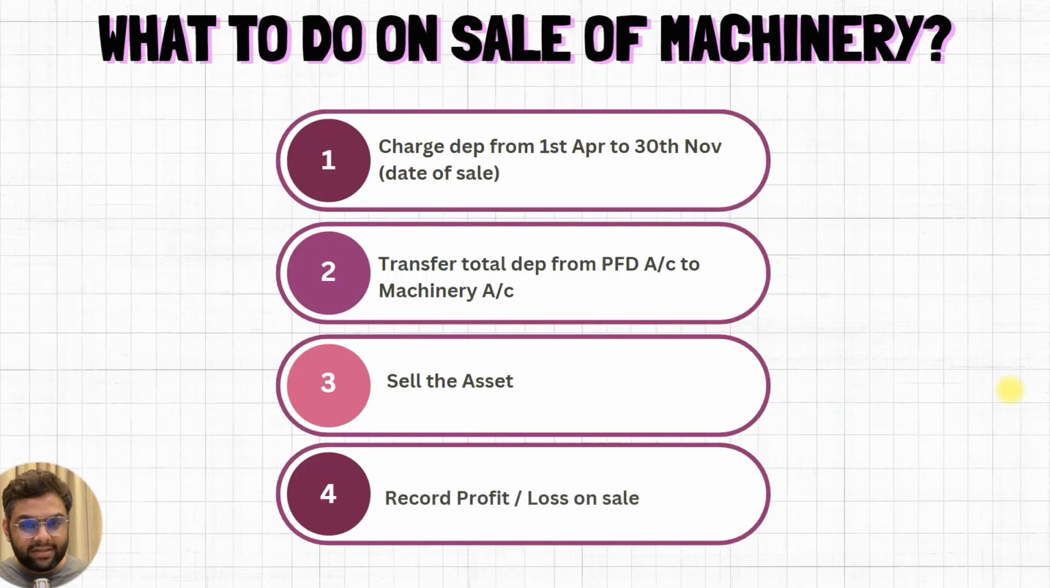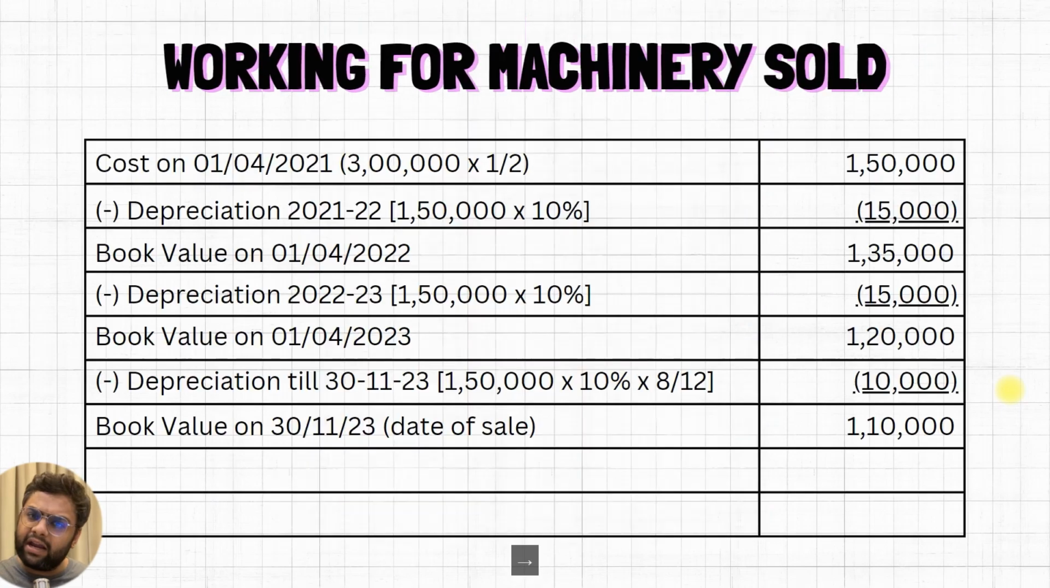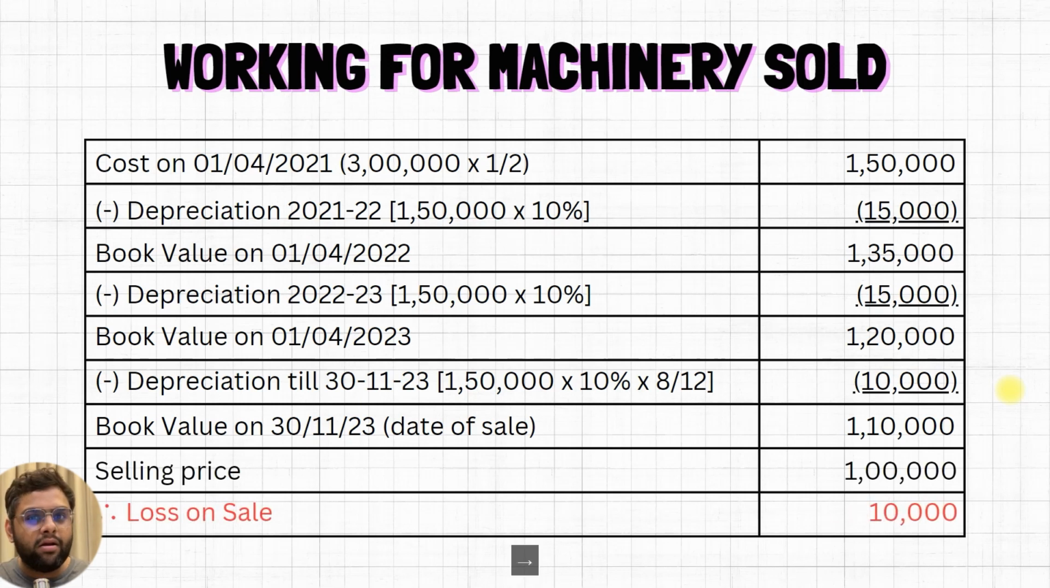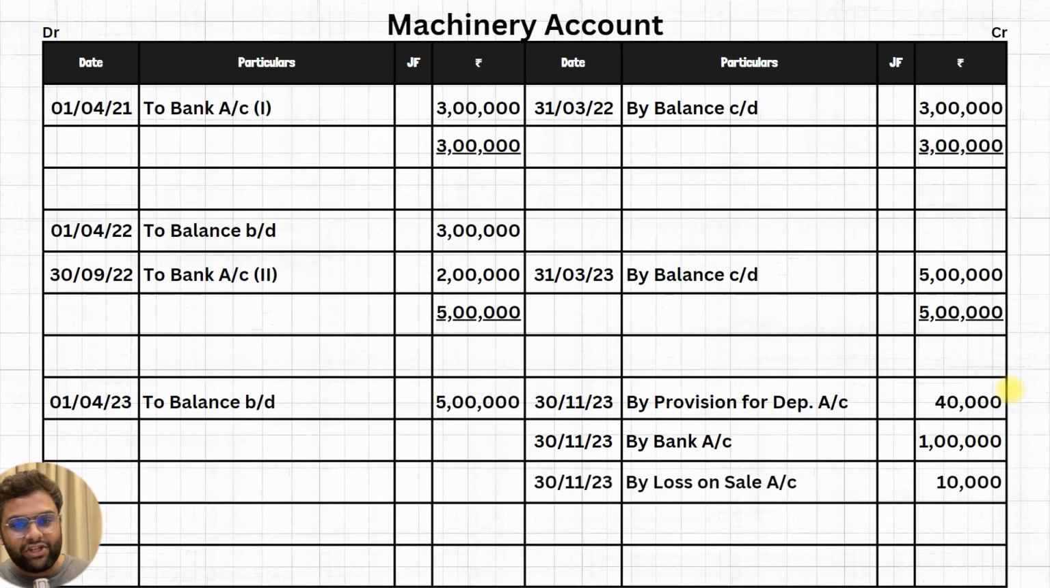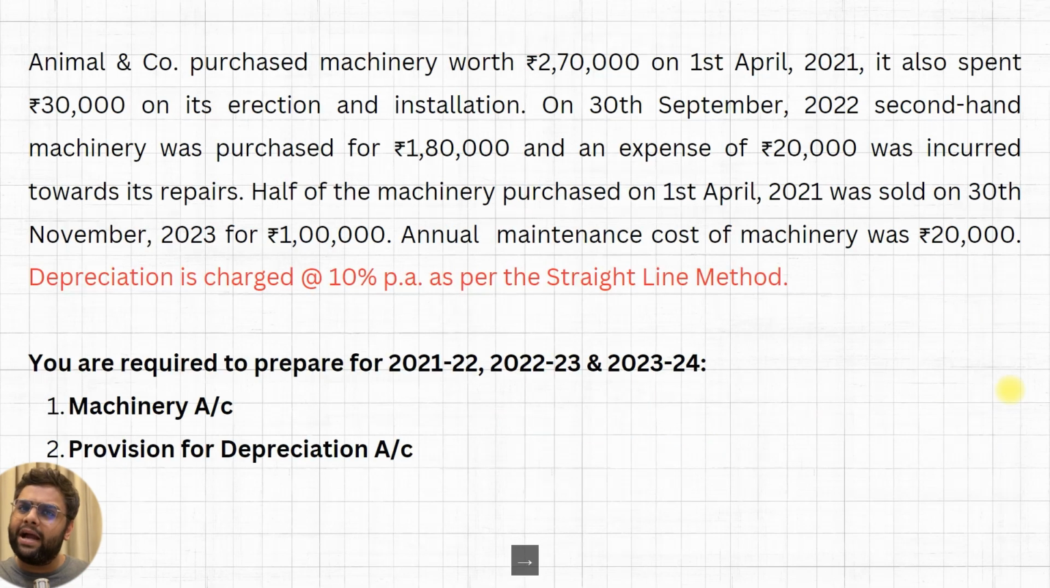And lastly, step number 4, record profit or loss on sale. For this, we will again have to go back to that working. You know that its book value on the date of sale was 1,10,000. और selling price कितना है? 1 lakh, which means clearly you have made a loss of 10,000. This loss will be recorded in the machinery account on the credit side on the date of sale by loss on sale account. Amount is going to be 10,000. अब और कुछ नहीं बाकी in that year.